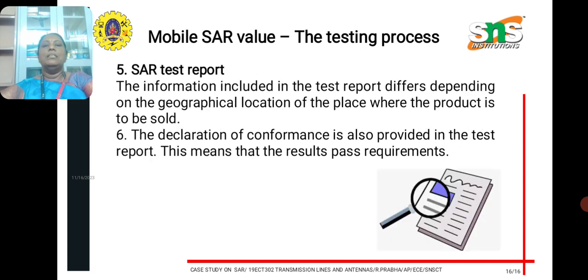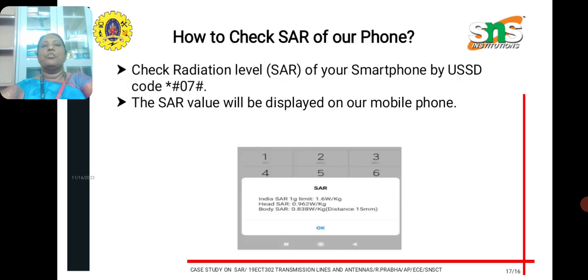So finally, the SAR test report. The information included in the test report differs depending on the geographical location of the place where the product is to be sold. The declaration of conformity is also provided in the test report. This means that the result passes the requirements.